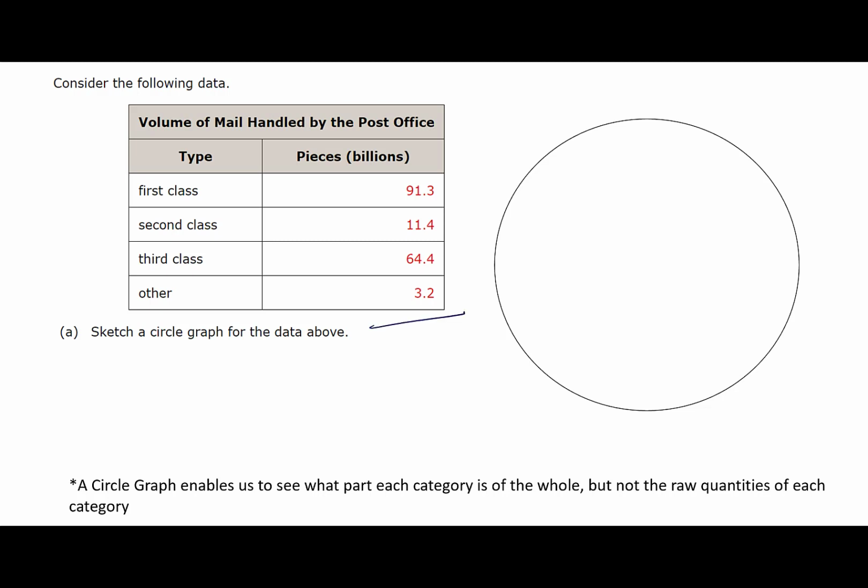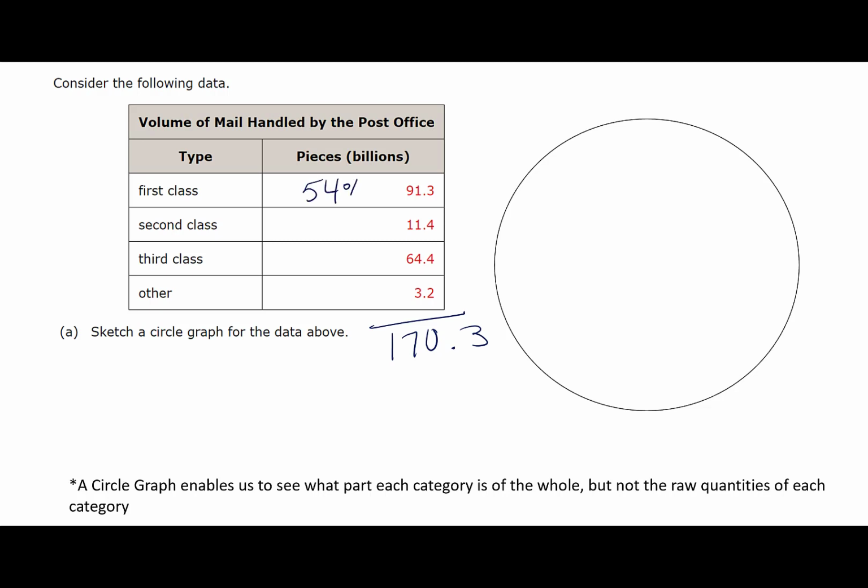In order to find out the percent of each of these types of mail, we first need to know the total. So I want you to add these 4 numbers together. You should have gotten 170.3. And now we'll go through the process of finding the percent for each of these different types of mails. 91.3 divided by 107.3, and then times that by 100. I'm going to go ahead and just round to the nearest whole number. That will make it easier.